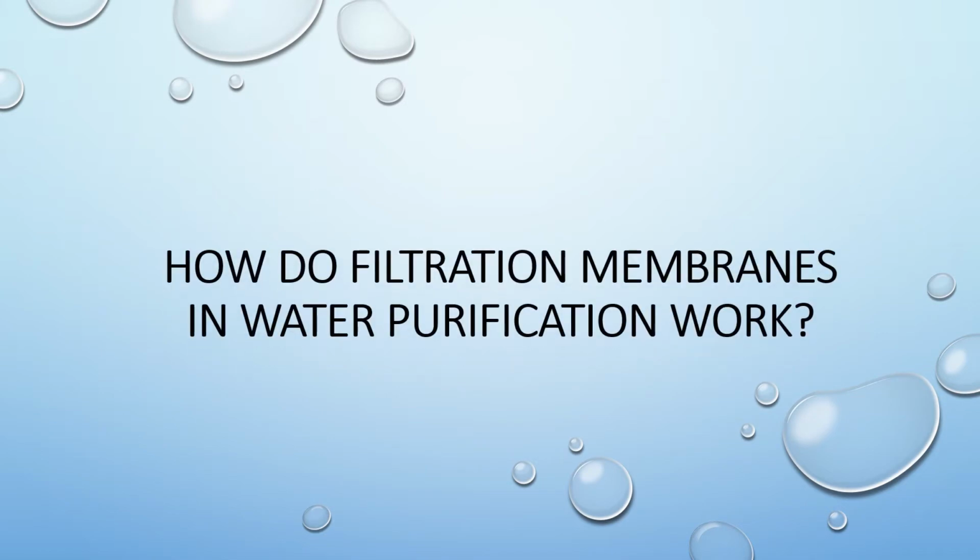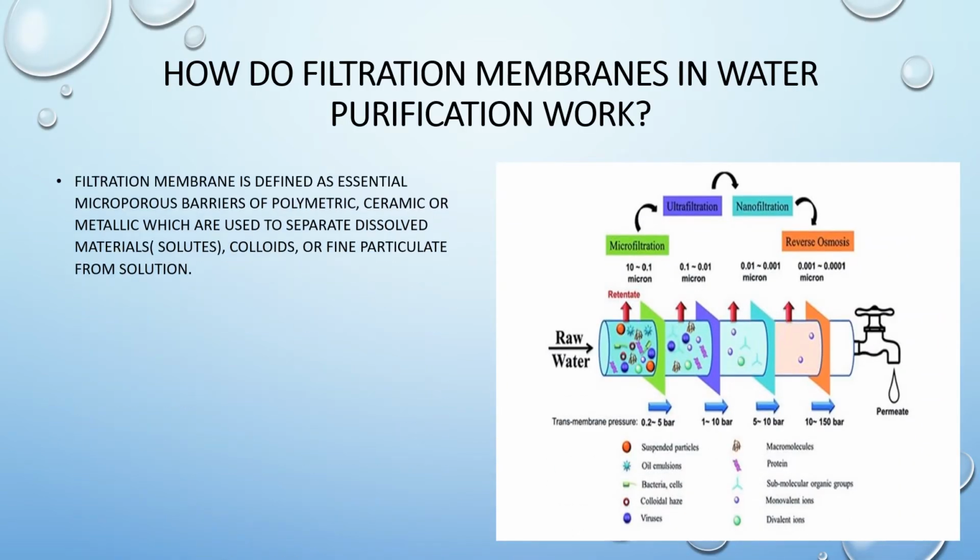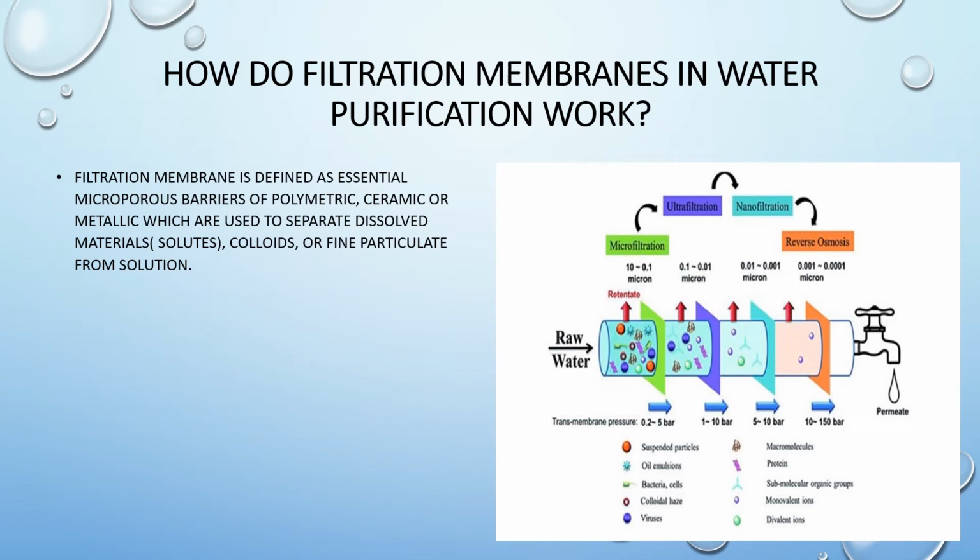The third topic to be discussed in detail is how the filtration membrane works in water purification. A filtration membrane is defined as an essential microporous barrier of polymeric, ceramic, or metallic material which is used to separate dissolved materials, colloids, and fine particulates from solutions.